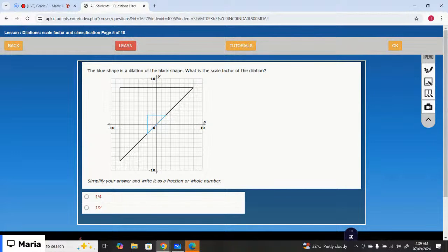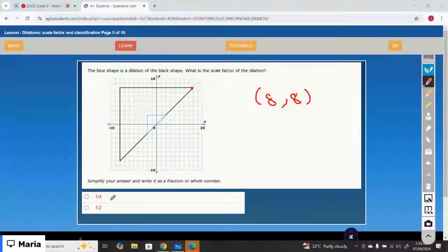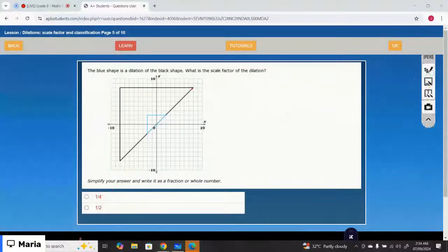The correct option is, the blue shape is the dilation of the black. So that would be, hold on, reduction, right? But you have to see the 8 and 8, 2 and 2, that is 1 by 4. You divide them by 1 by 4. The correct option is option number 1, that is 1 over 4.